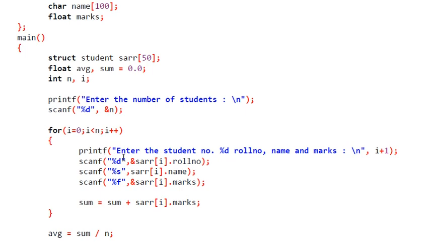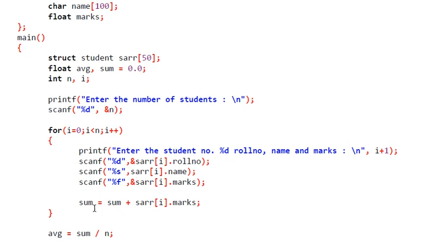Again it will say enter the student number 2. Roll number, name, marks. Then what we are going to read, SARR of 1. This is the next element, 1 dot roll number. Similarly, SARR of 1 dot name, SARR of 1 dot marks. So we are reading the second student, which is in the second element of this SARR array, right?